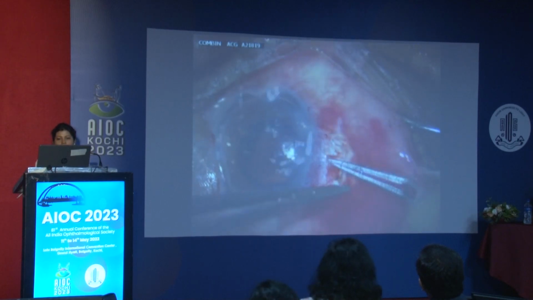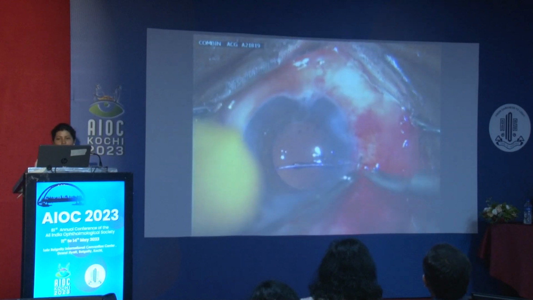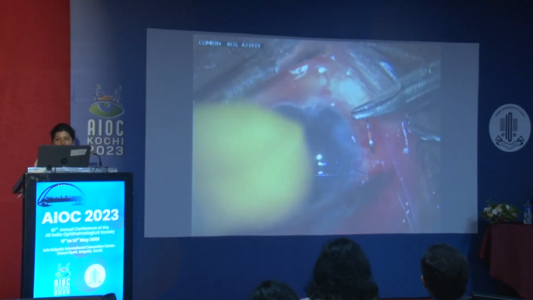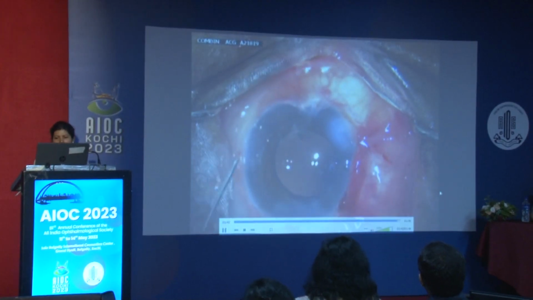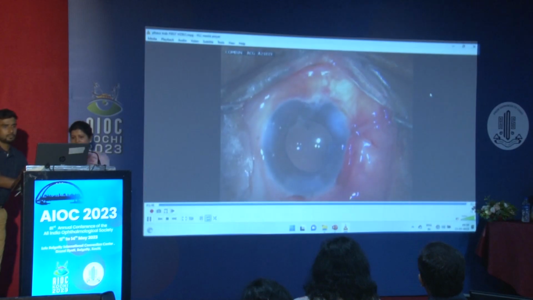After doing the releasable suture, it's extremely important that we put a proper conjunctival suture. Making a watertight conjunctival suture is equally important. So that is the phacotrabeculectomy.